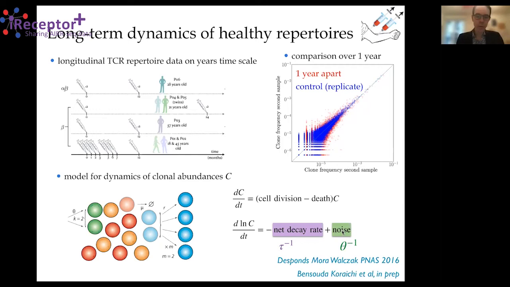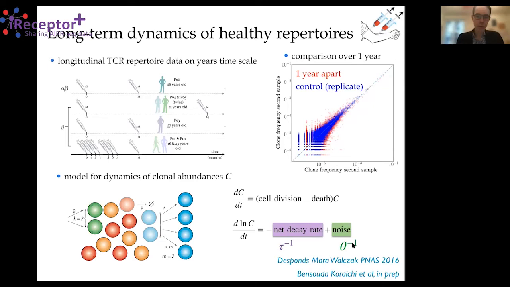So this green term here, the noise, reflects these random stimulations. And so in this model, we just have two parameters, which actually take the form of timescales. One is the timescale of the average decay of all clonotypes, I call it tau. And the other one is the typical timescale over which clonotypes randomly, stochastically grow and decay.